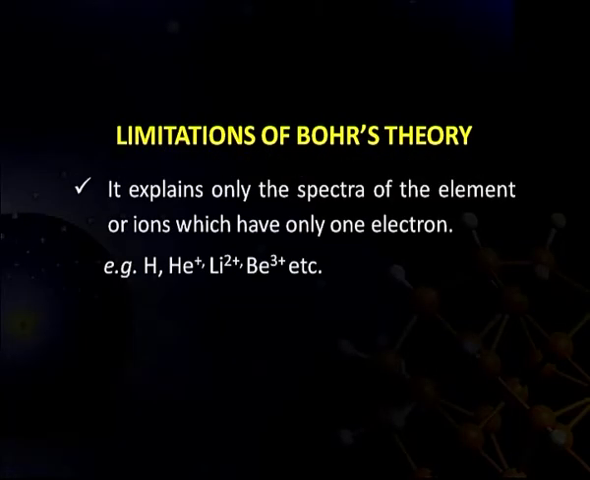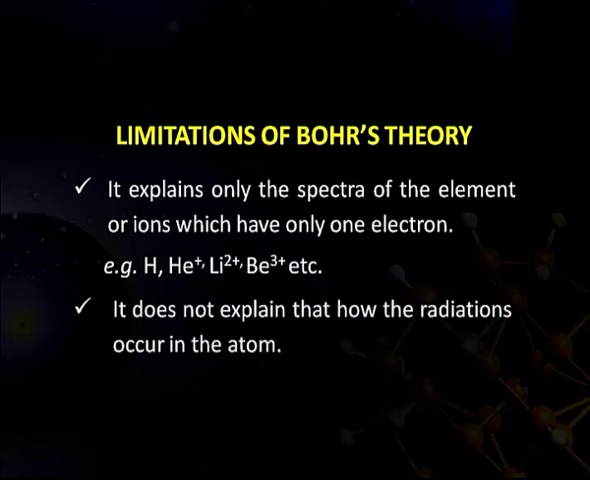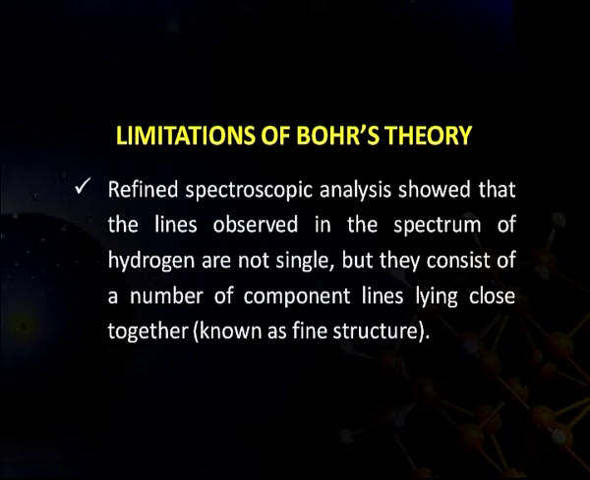Although there are many facts in favor of Bohr's theory, it had certain shortcomings or limitations. It explains only the spectra of elements or ions which have only one electron, for example hydrogen, helium cation, lithium divalent cation, beryllium trivalent cation, etc. It does not explain how the radiations occur in the atom. Refined spectroscopic analysis showed that the lines observed in the spectrum of hydrogen are not single, but consist of a number of component lines lying close together, known as fine structure.